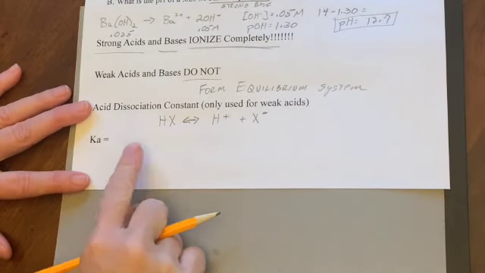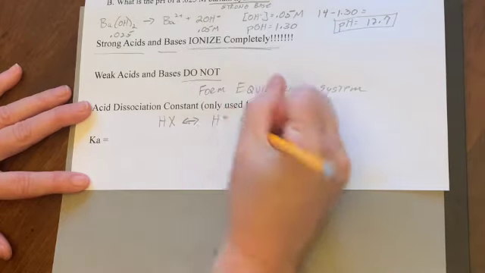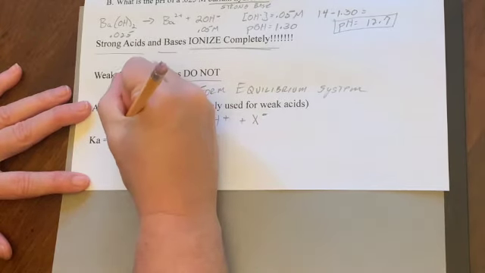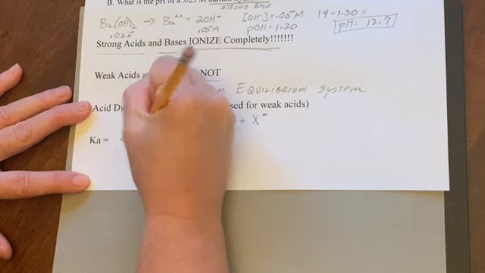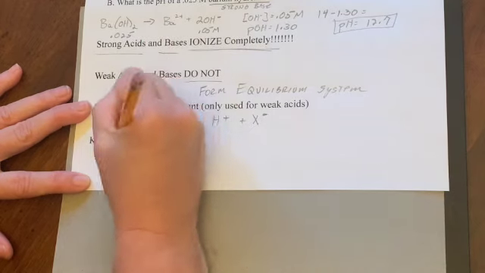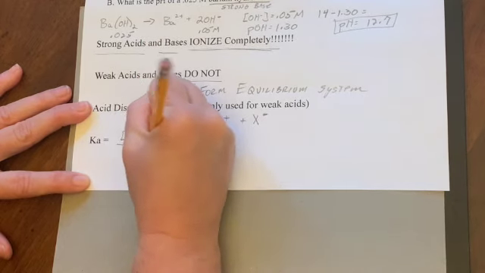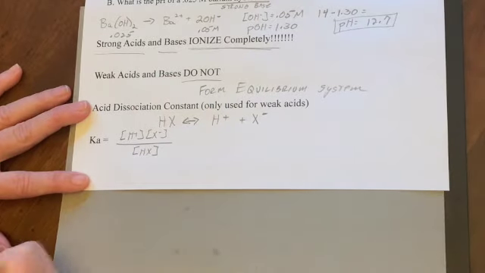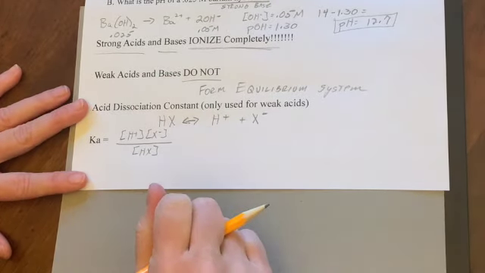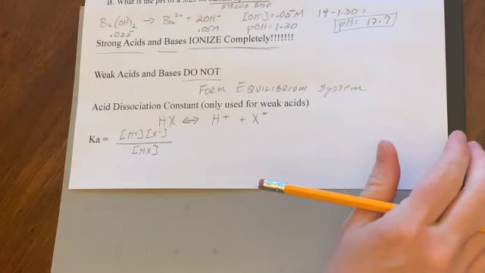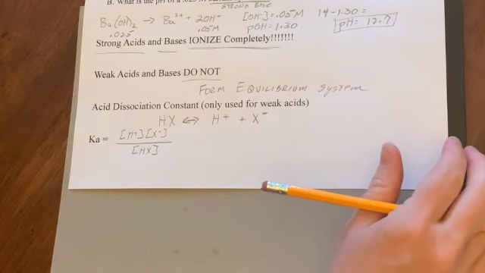So we're going to write Ka just like we wrote Keq. My products go on the top, H plus and X minus, over your original acid on the bottom, because again, this is going to be an equilibrium system. All right, so let's see this in action. We're going to go right into some examples.